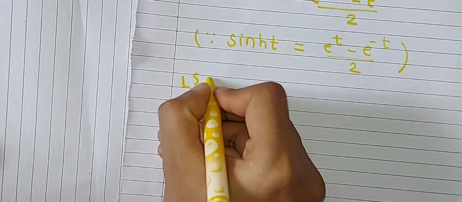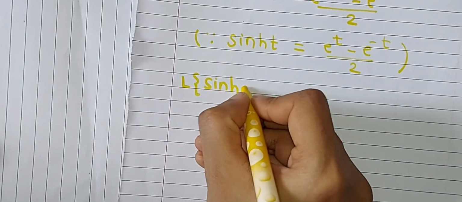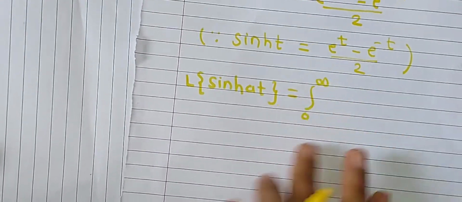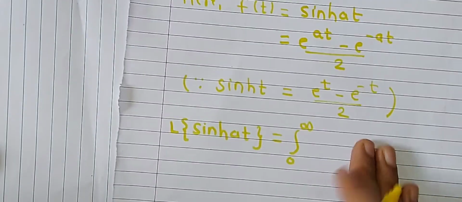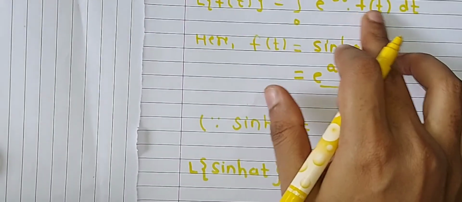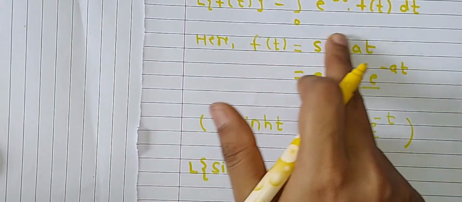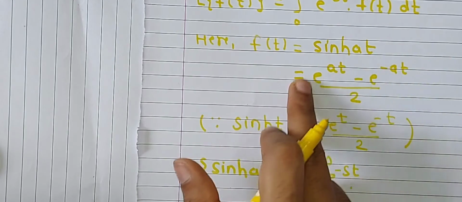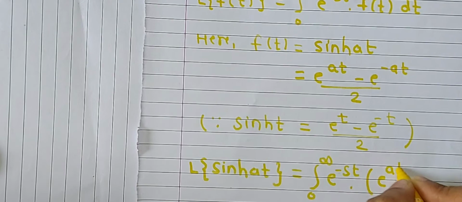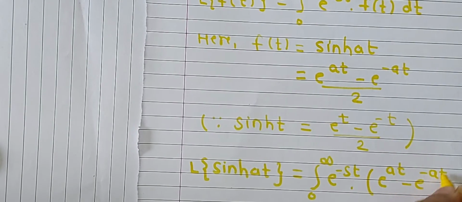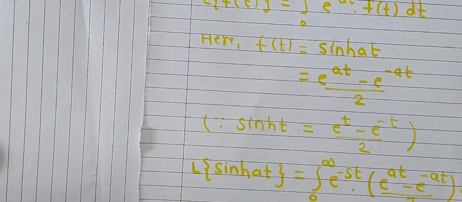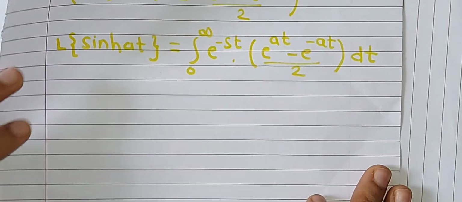Laplace transformation of sinh(at) is equal to the integral from 0 to infinity; the first term will remain as it is, that is e raised to minus st, into f(t), which means sinh(at), and sinh(at) is now converted into exponential form. So that implies e raised to at minus e raised to minus at, divided by 2, into dt. So this is your new integration.